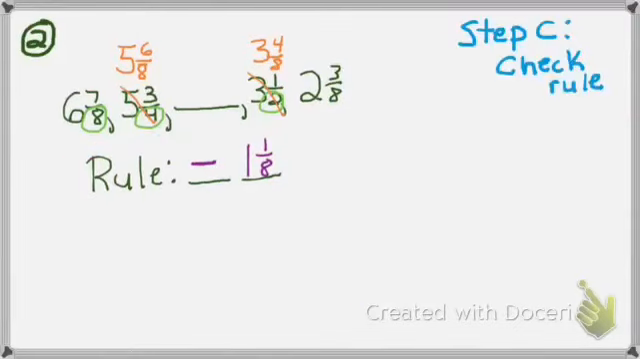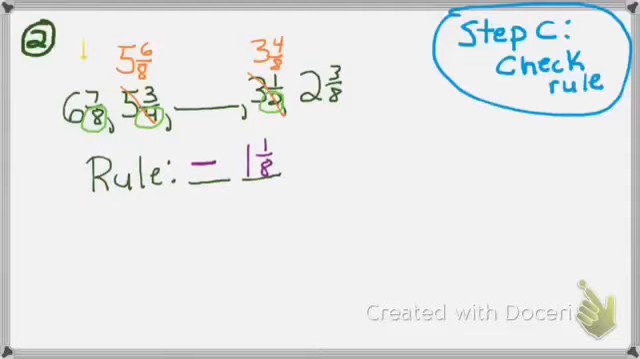Remember, step C, the C stands for check the rule. How do I check the rule? I don't use numbers that I've already used. I use different numbers. I take one of them and apply the rule and see if it equals the number after it. So I had already used 6 7/8 and 5 6/8 to find the rule. So I'm going to look at my next number. Here it is, 3 4/8.